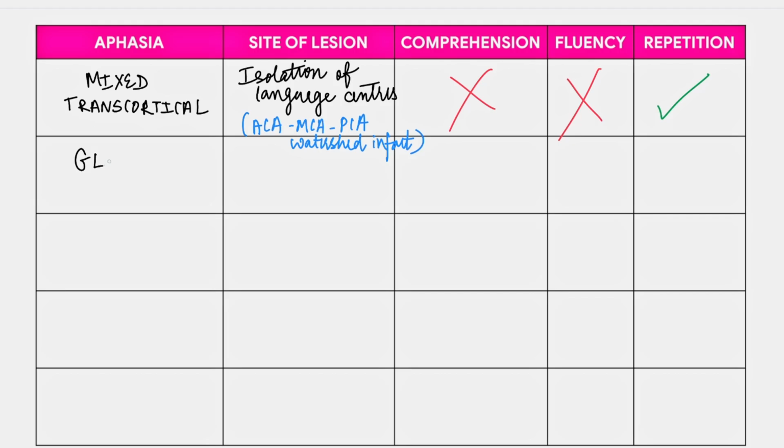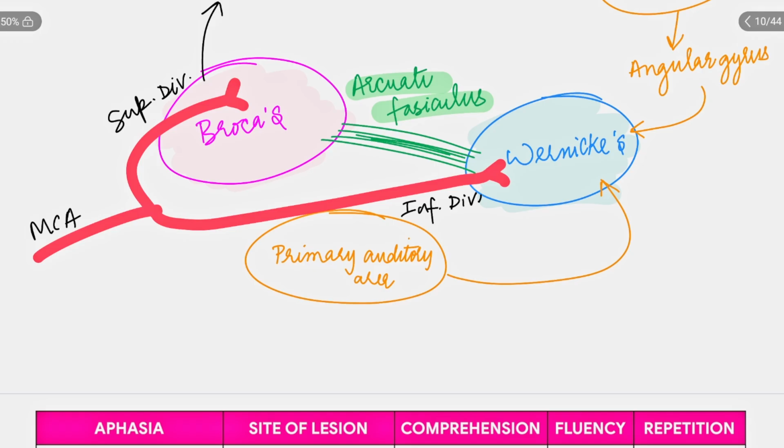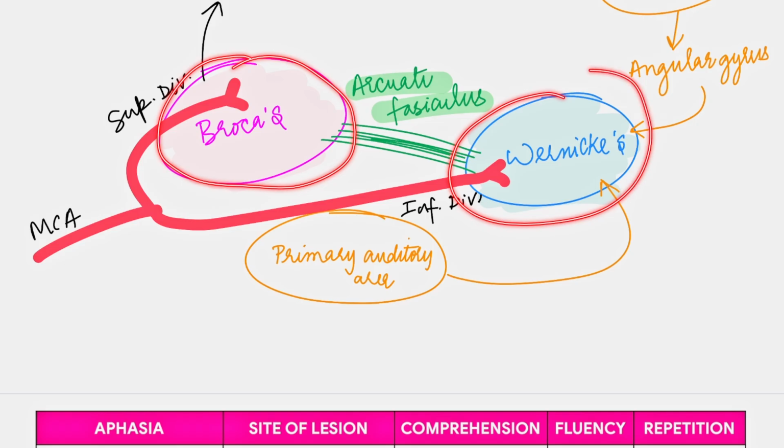Now there's another aphasia called global aphasia, in which both Wernicke's area as well as Broca's area are damaged, and basically that would happen when there is a lesion in the MCA trunk. If there's a superior division infarct, there'll be Broca's aphasia. If there's an inferior division infarct, there'll be Wernicke's aphasia. But if there's a lesion in the trunk, both the blood supply to Broca's area as well as Wernicke's area is gone.